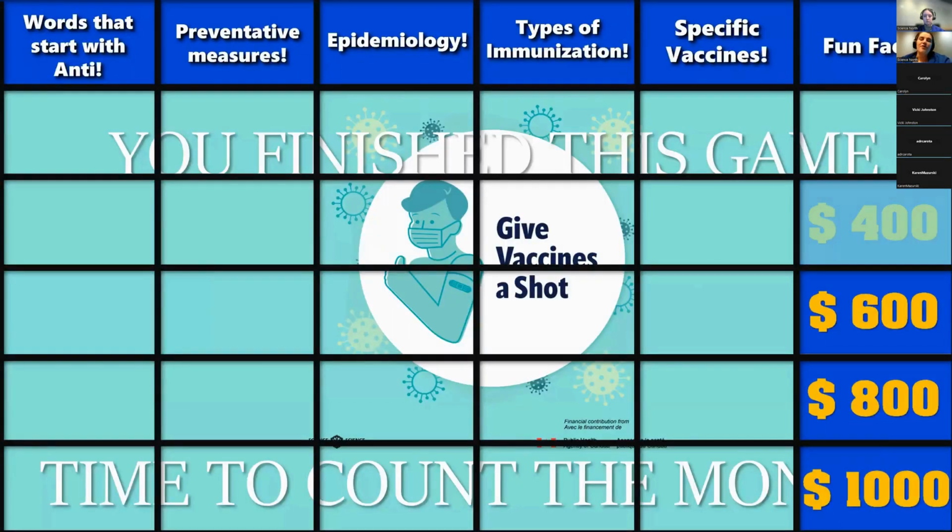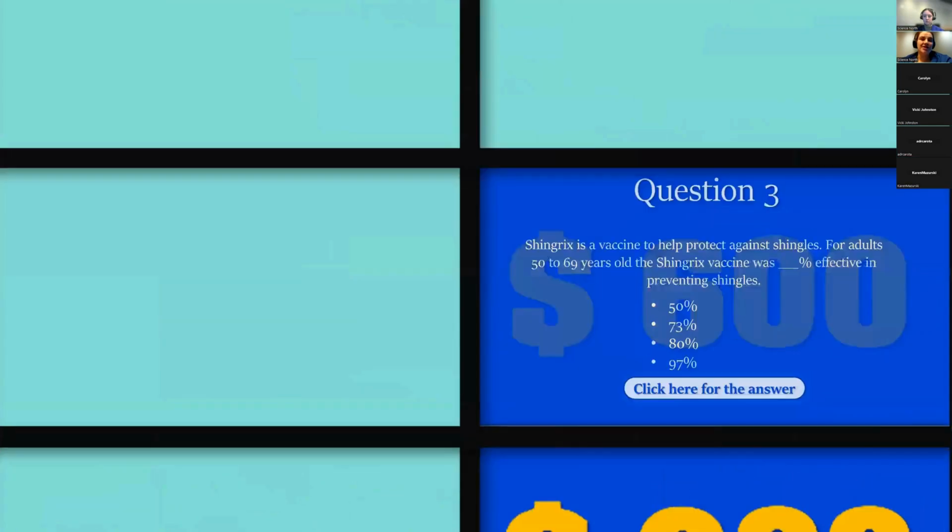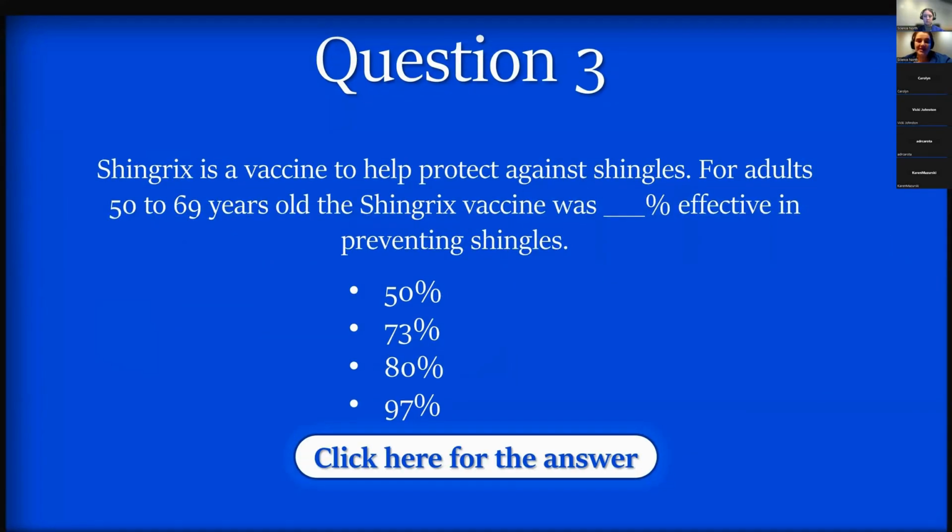Now, for our $600 fun facts question. Shingrix is a vaccine to help protect against shingles. For adults who are 50 to 69 years old, the Shingrix vaccine was what percent effective in preventing shingles? Was it 50% effective, 73% effective, 80% effective, or 97% effective?